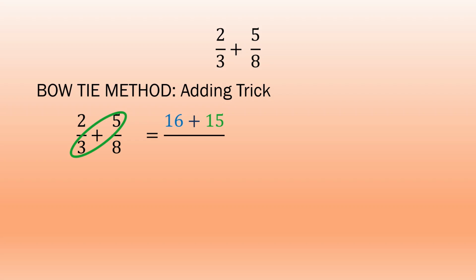To finish tying my bow tie, I'm going to have to multiply the two bottom numbers together. The 3 times the 8 is 24. So I really see 16 plus 15 all over 24, which when I combine my top gives me 31 over 24. Same thing we got on the last problem. I just think sometimes this is a little bit easier. Now this only works when we have two fractions, but hey, that's usually what you're going to see on the TSI. Let's get it done.